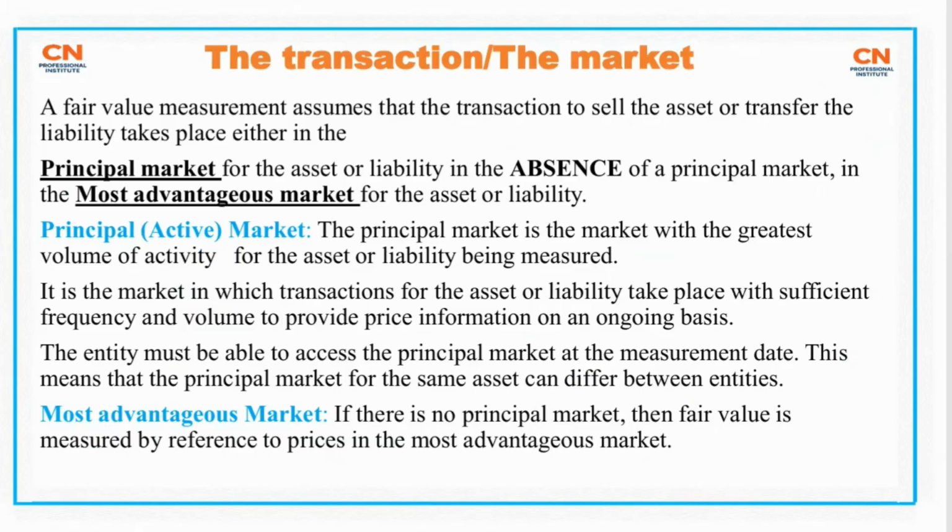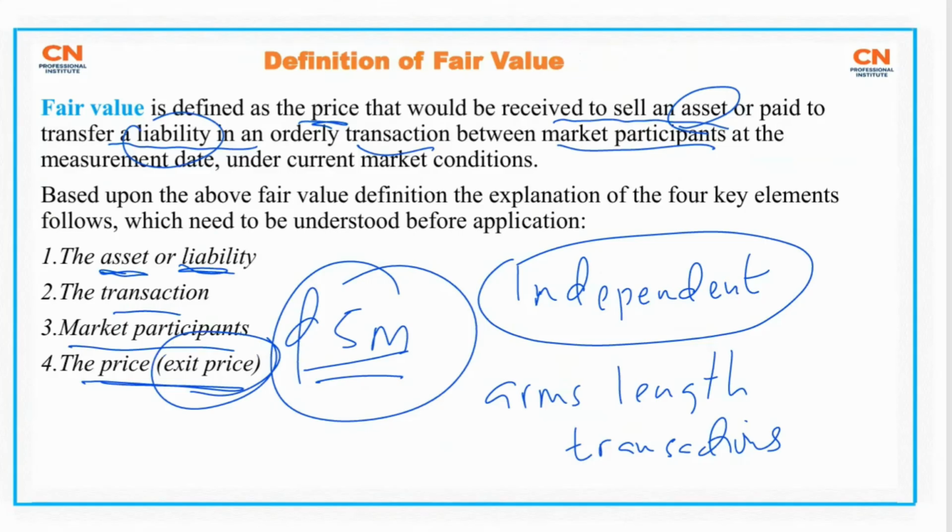Now, we are still looking at the key elements in the definition. So one key element in the definition is what we call the transaction or the market. It's also in the definition. So we're just looking at the elements in the definition, right? Now, the definition also mentions transaction or what? Market, right? So if you come here, it says fair value is the price that will be received to sell an asset or paid to transfer a liability in an orderly transaction between market participants at the measurement date. So it mentions the market or the transaction.